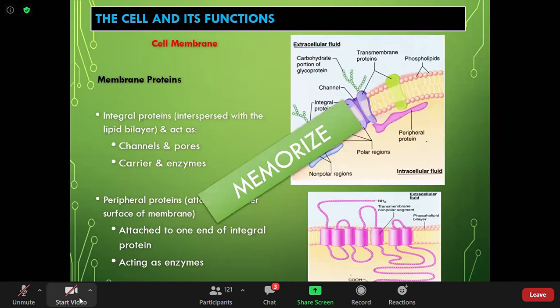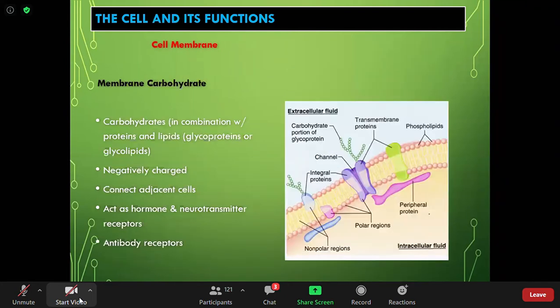So you have to memorize this. The carbohydrates. This is in combination with proteins and lipids. So they can be glycoproteins or glycolipids. And they are negatively charged. They connect adjacent cells. They act as hormone and neurotransmitter receptors. This carbohydrate portion of the glycoprotein, okay?